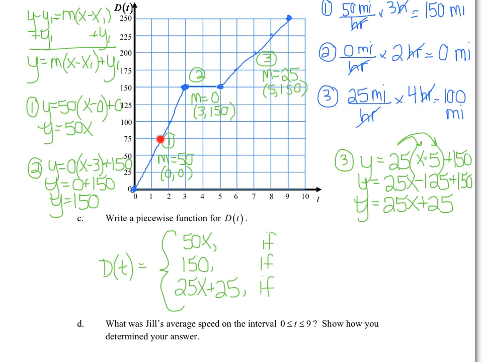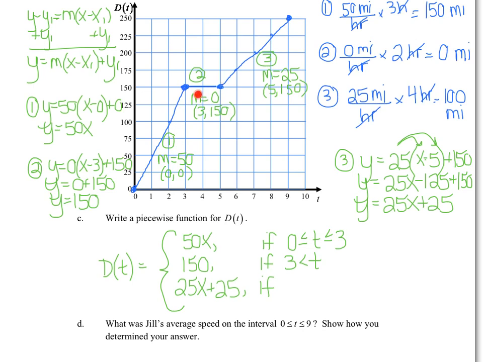Well, this first part is from 0 to 3. So I'm going to write if 0 is less than or equal to t, which is less than or equal to 3. So this is a matter of preference. I'm going to say she's driving all the way up to 3 hours, and that's when she stops. So if that's true, my next one has got to be 3 is less than t, because I can't have it include 3 in both of them. Then I won't know which function to use.